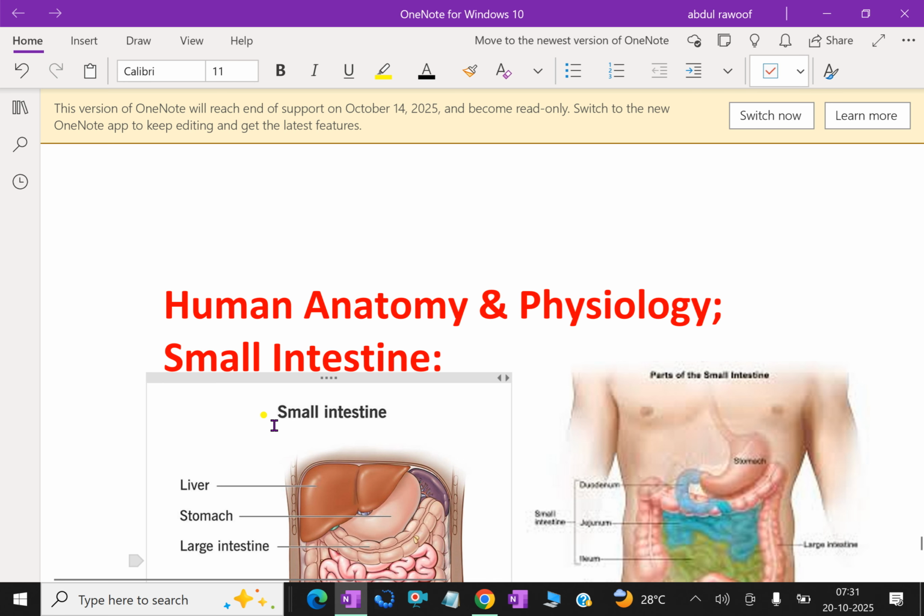Now, let us talk further about the small intestine. The small intestine is continuous with the stomach at the pyloric sphincter. It is about 2.5 centimeters in diameter, a little over 5 meters long, and leads into the large intestine at the ileocecal valve. The small intestine comprises three continuous parts: duodenum, jejunum, and ileum. These parts we'll discuss later.